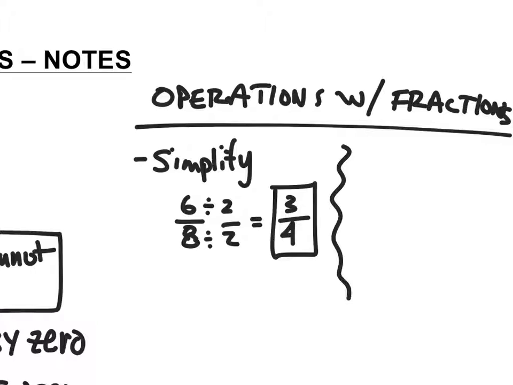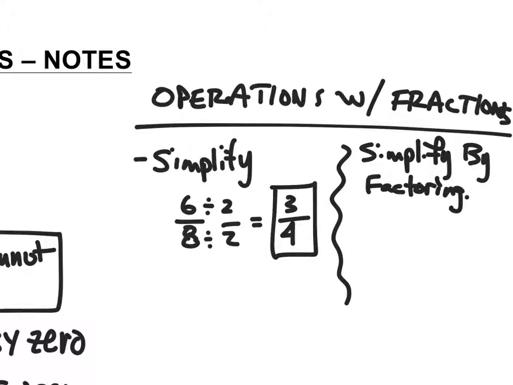Another way is to simplify by factoring. I'm just going to use numbers because we'll have examples with algebraic expressions in a second. Let's take that same thing, 6 over 8. Now I could factor the number 6 and the number 8. Each of those contains a factor of 2, hence the whole idea of dividing each of these by 2.